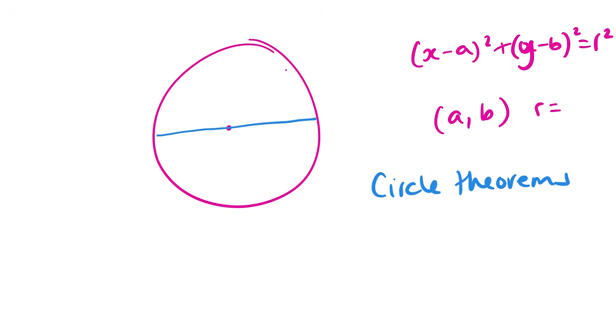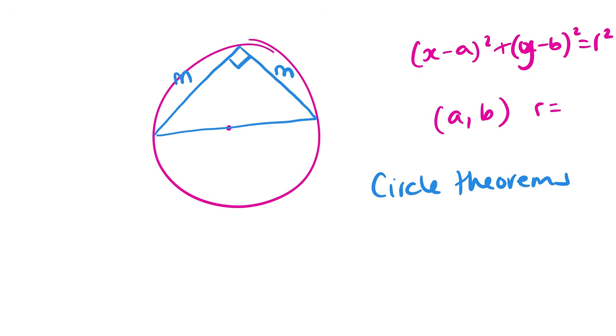So, for example, if you see that they've drawn a triangle here, because the longest side goes through the diameter, what do you know? You know this is 90 degrees. Okay, so you know that this gradient is going to be the negative reciprocal of this gradient and vice versa.